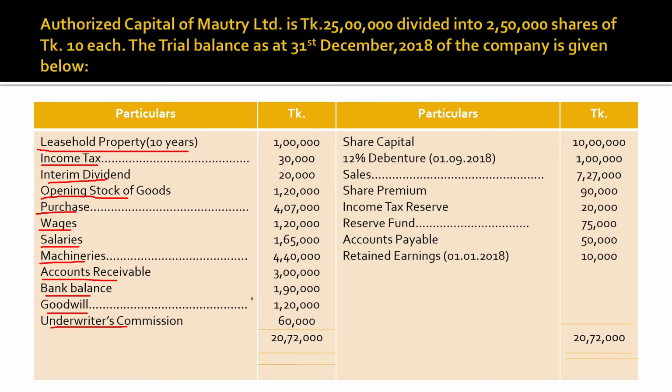On the other hand side: share capital, shareholders equity; 12% debenture, long-term liabilities; sales, direct revenues; share premium, shareholders equity; income tax reserve, irregular income; reserve fund, shareholders equity; accounts payable, current liability; and retained earnings 1st January 2018, 10,000 taka. Now some adjustment and requirements.